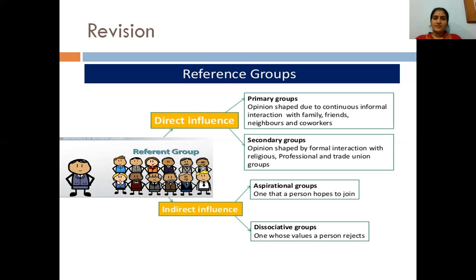In today's session, we have discussed two concepts: group dynamics and reference groups.